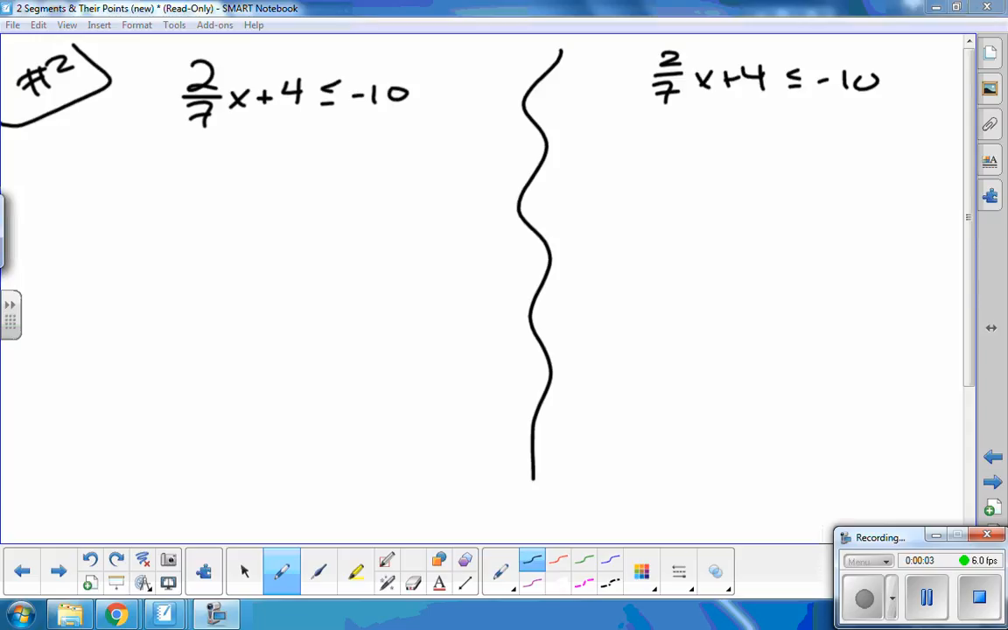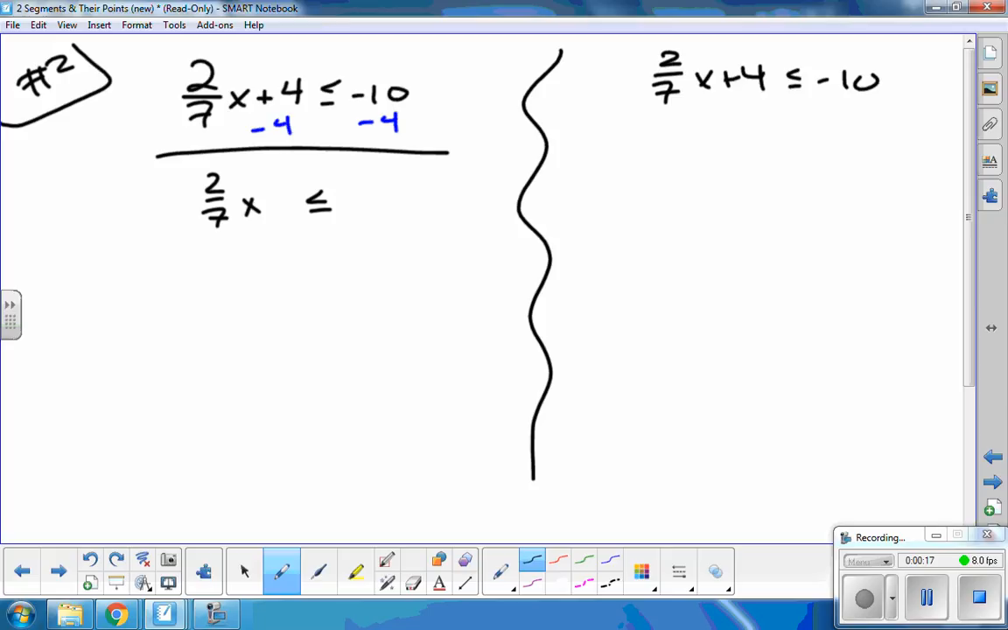For this problem, I'm going to show two different ways to solve it that are both pretty common. First method would be to get rid of the 4 on the left by subtracting 4 on both sides. When you get that, you keep the 2/7 x. The sign doesn't change. This would be negative 14, not negative 6 or positive 6, but negative 14.